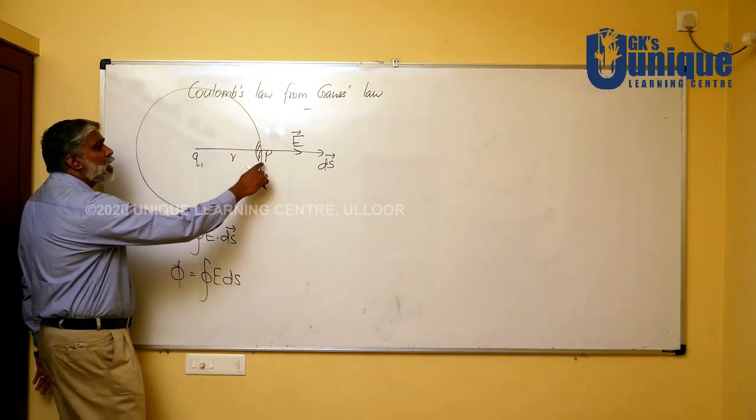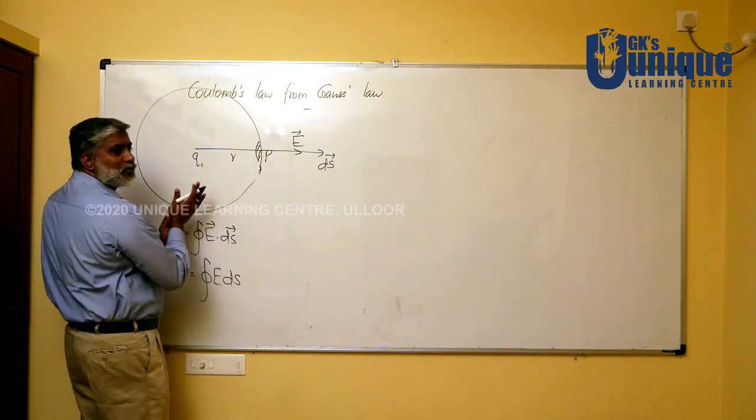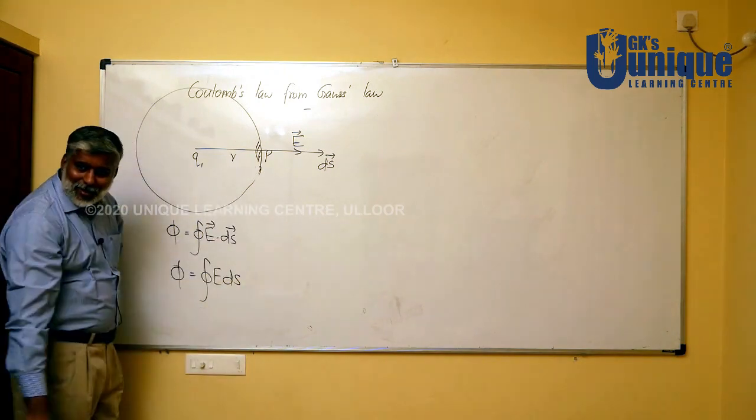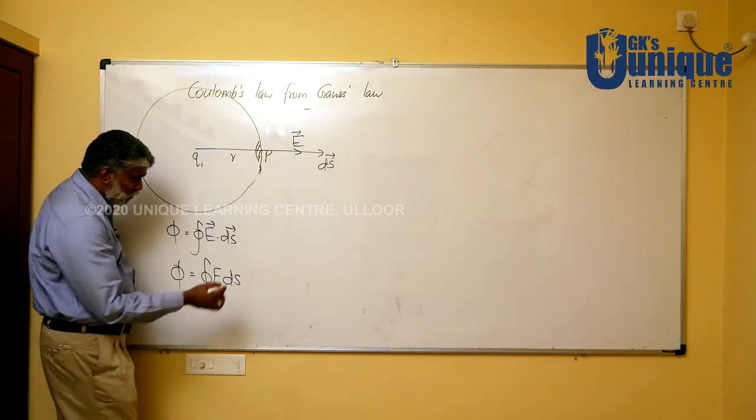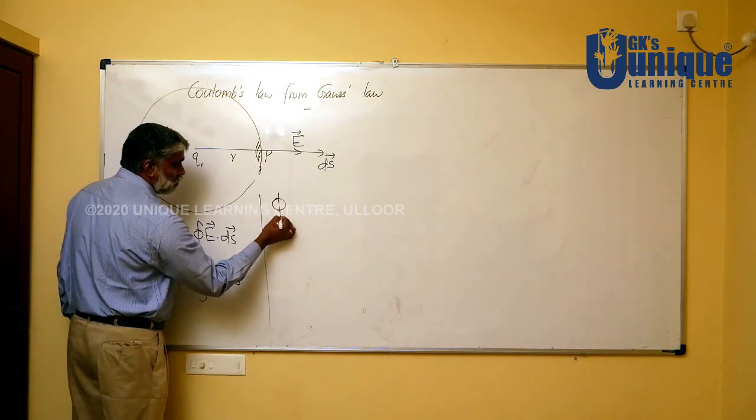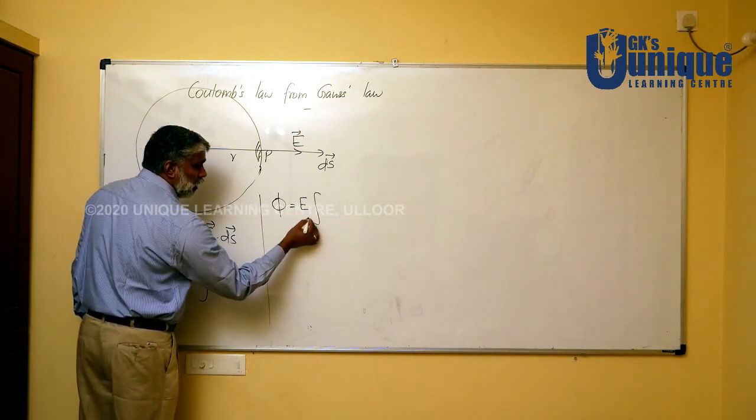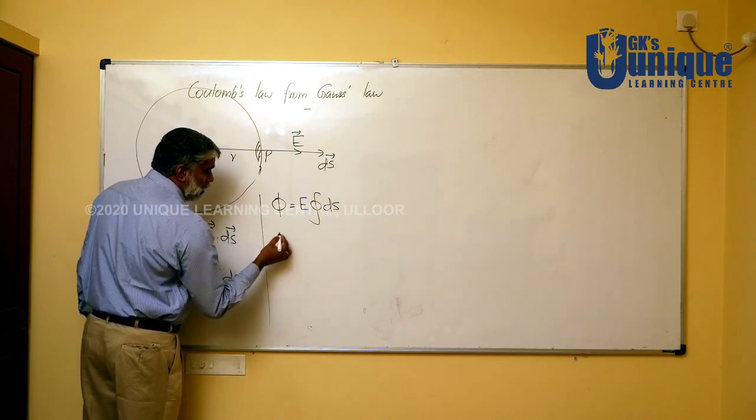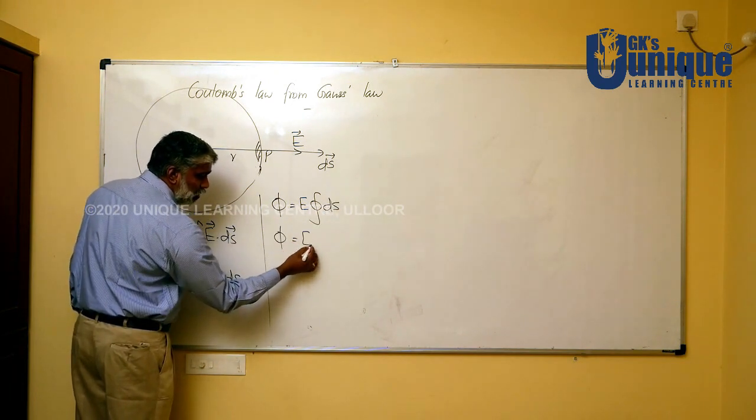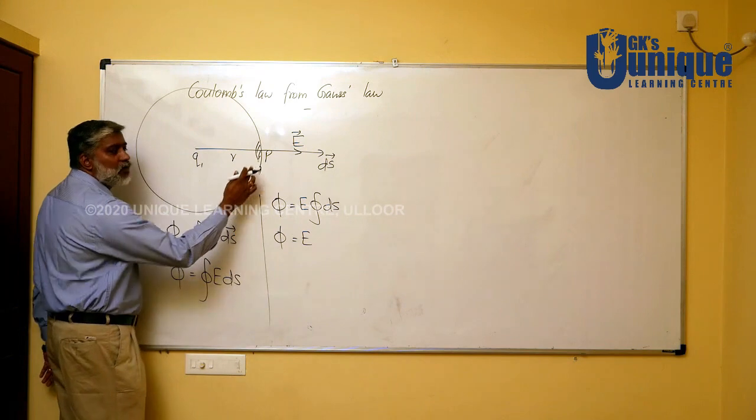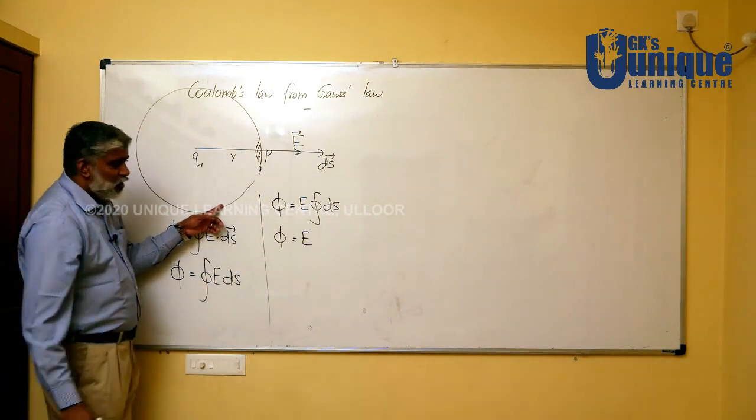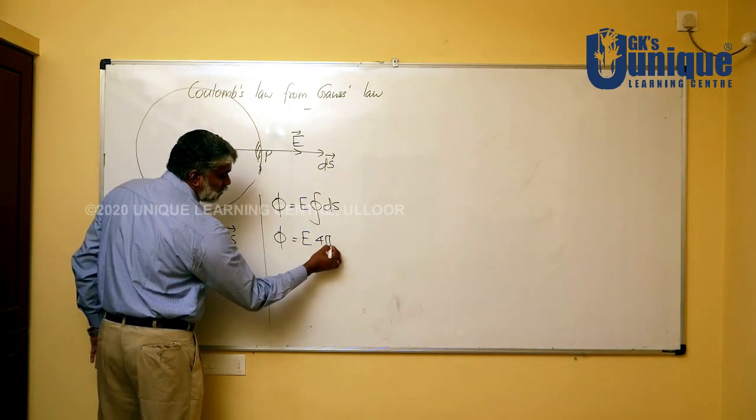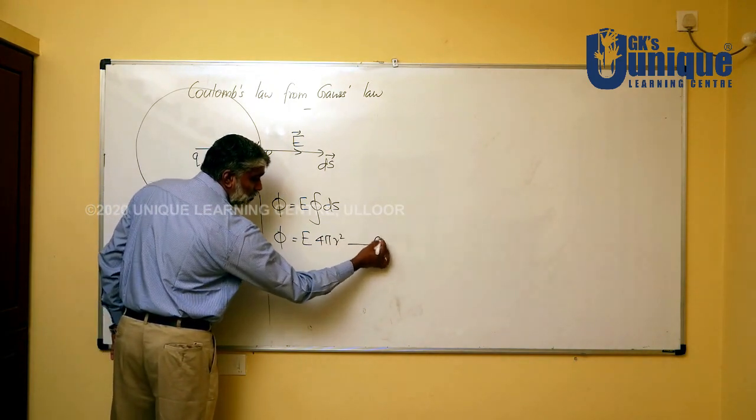Then P can be selected anywhere on the surface. Distance is always R, so E will be the same. So E is a constant. So take it out. So flux is equal to E taken out, integral ds. Then flux is equal to E, on integrating ds, what will you get? Surface area of this. What is the surface area of this sphere? 4 pi R square. Equation number 1.